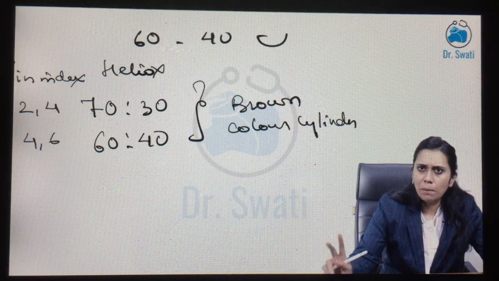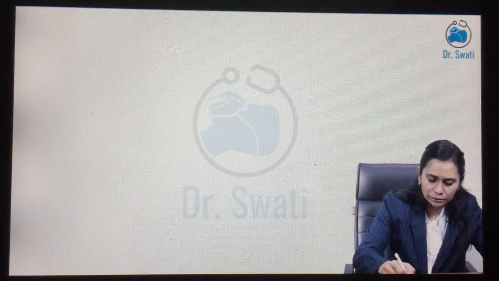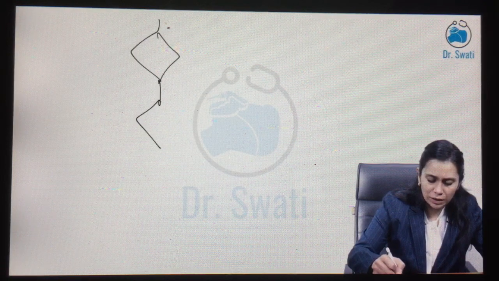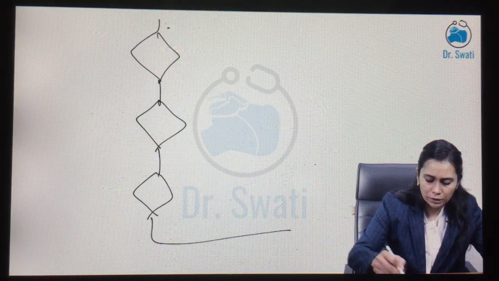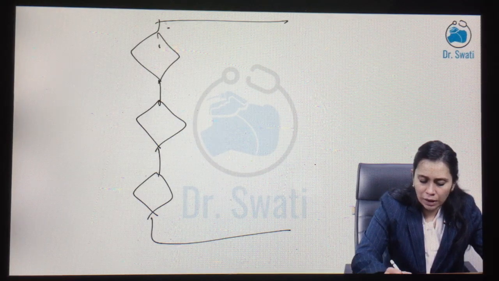Now coming to the part of the machine where the cylinder is mounted. Let us say this is the back of the machine, on which the cylinder is mounted. Okay? Now let's say here we have something called the pin index.